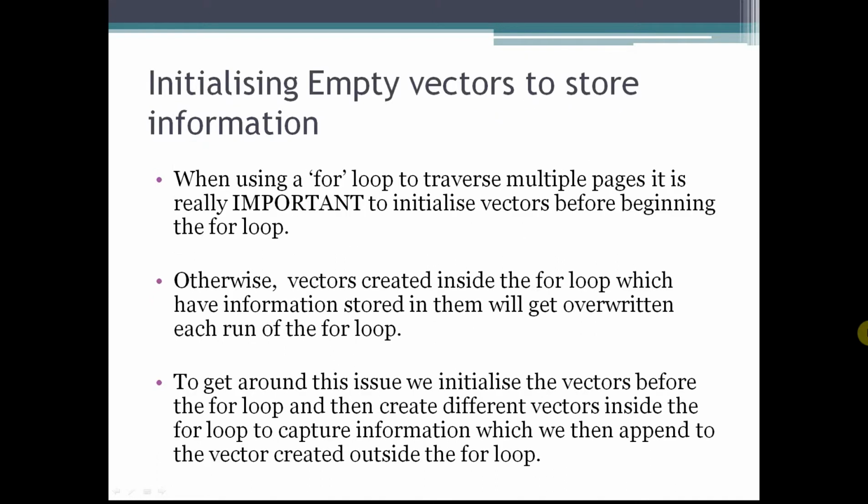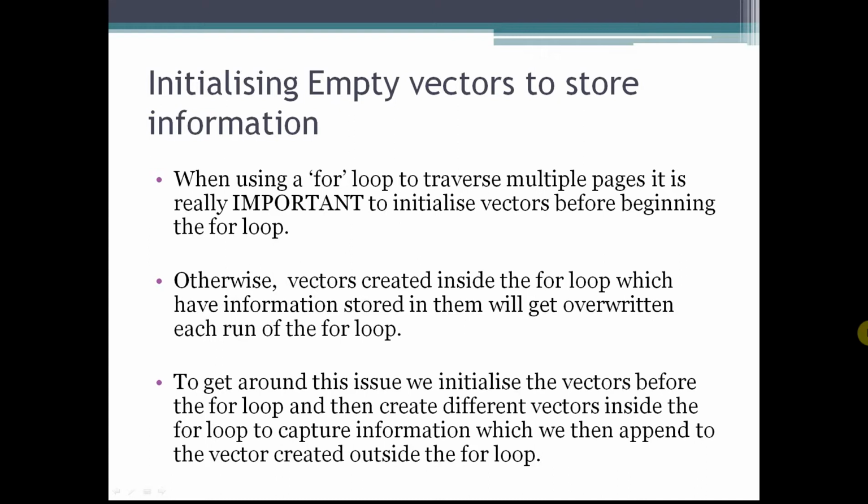As I mentioned in example 2, there is an issue when you're using a for loop to traverse over multiple pages. It is really important to initialize these vectors before beginning the for loop. If you just created them inside the for loop, then they'll probably get overwritten each time the for loop runs, so you'll only ever have the last iteration's information in them. That wouldn't be very good at all.